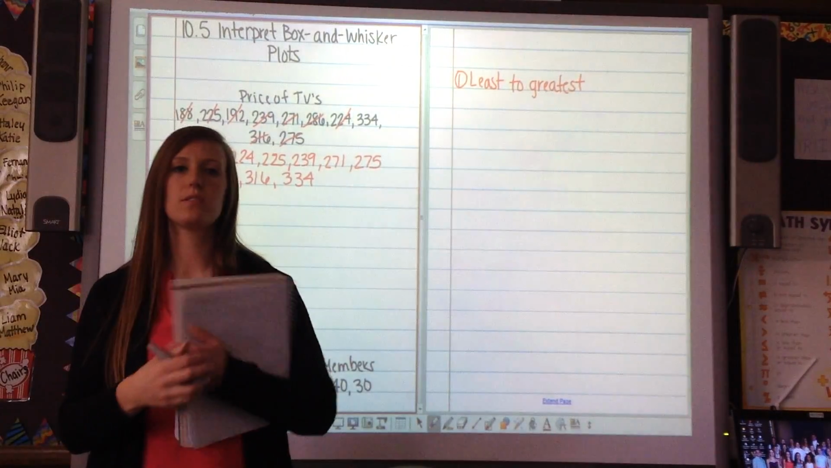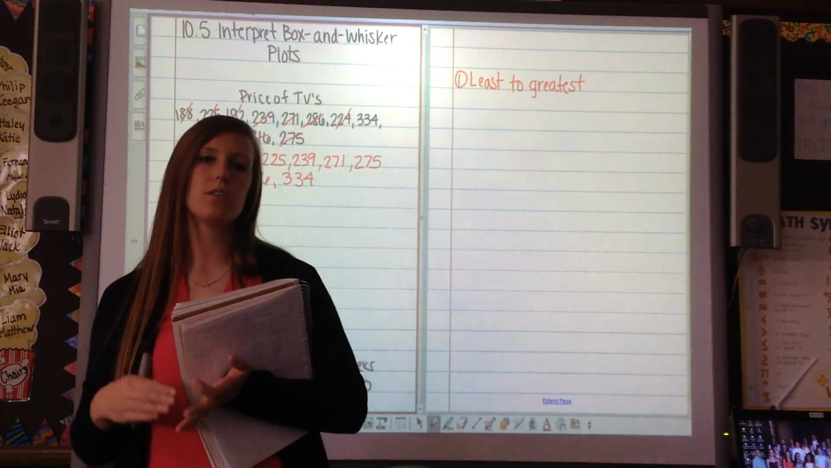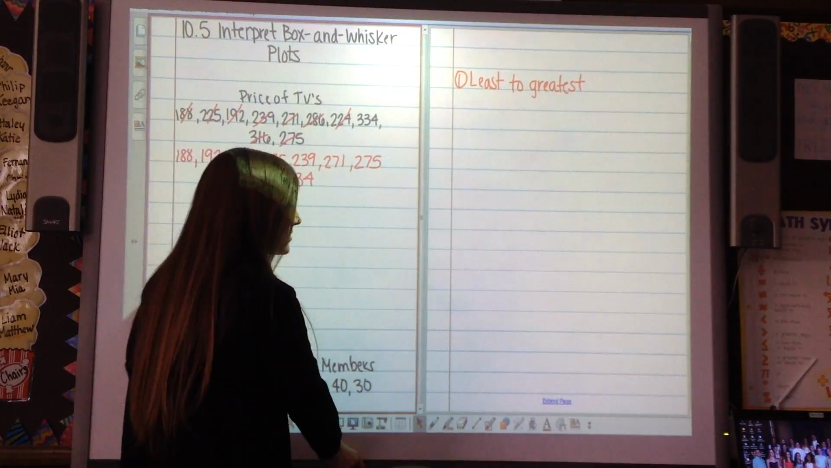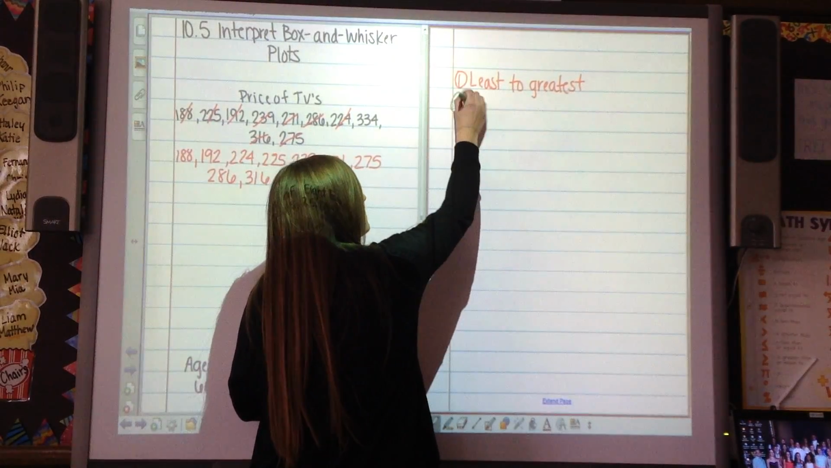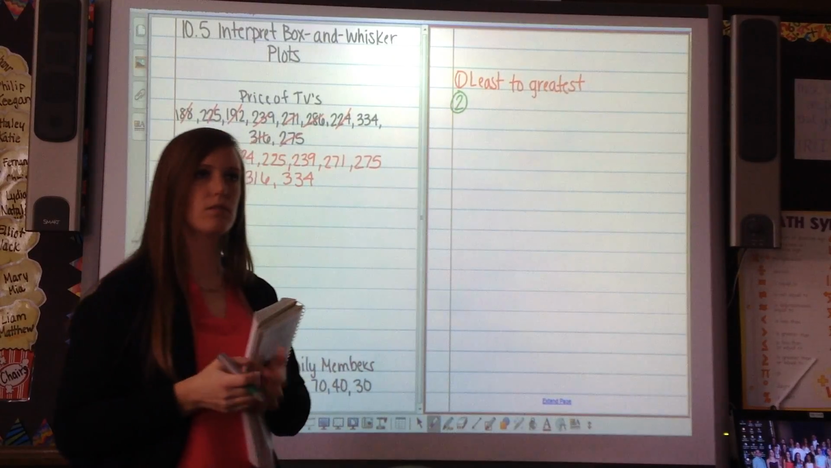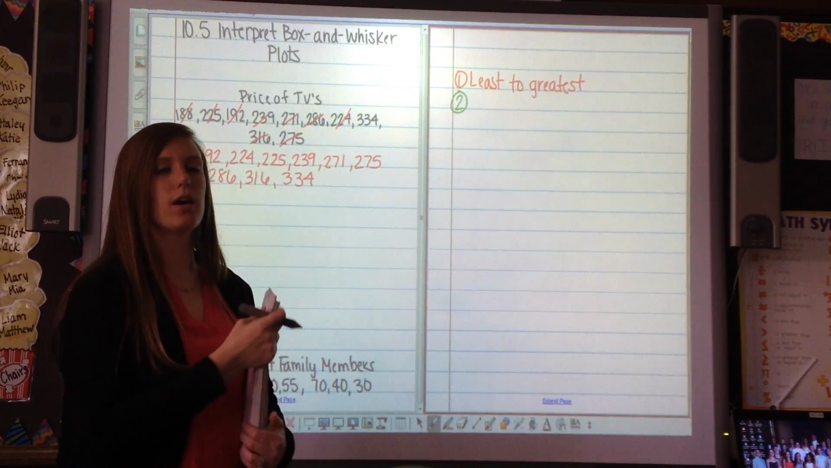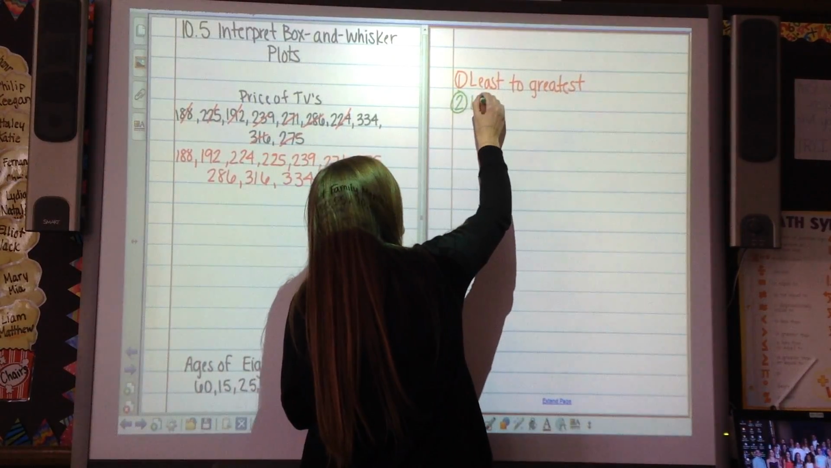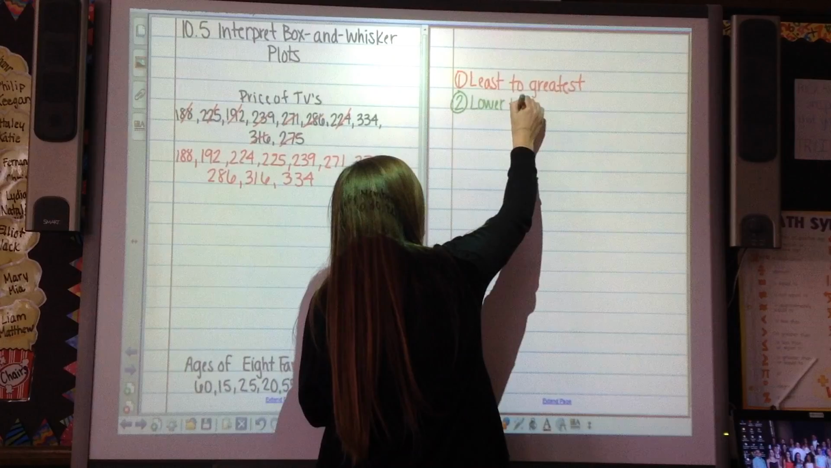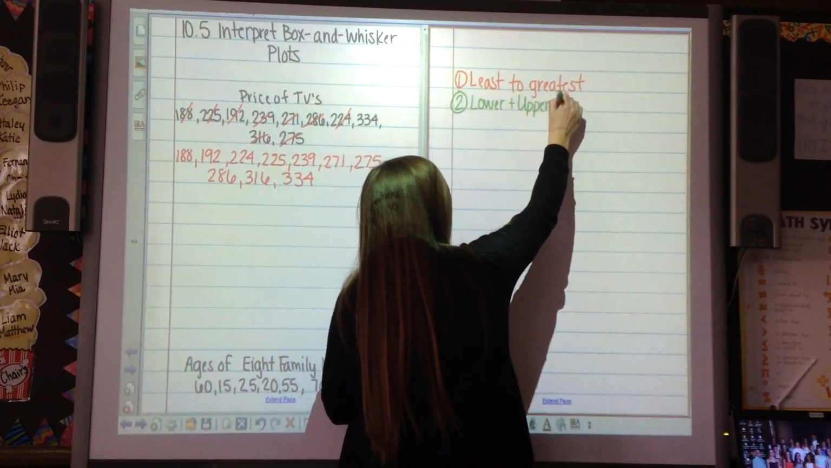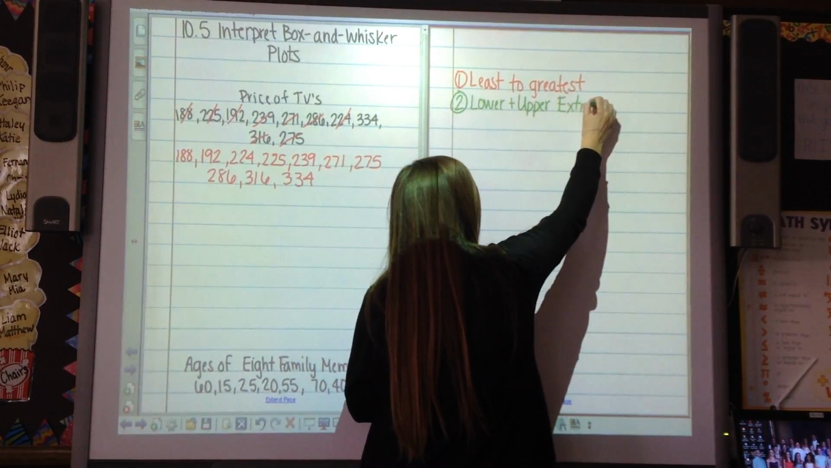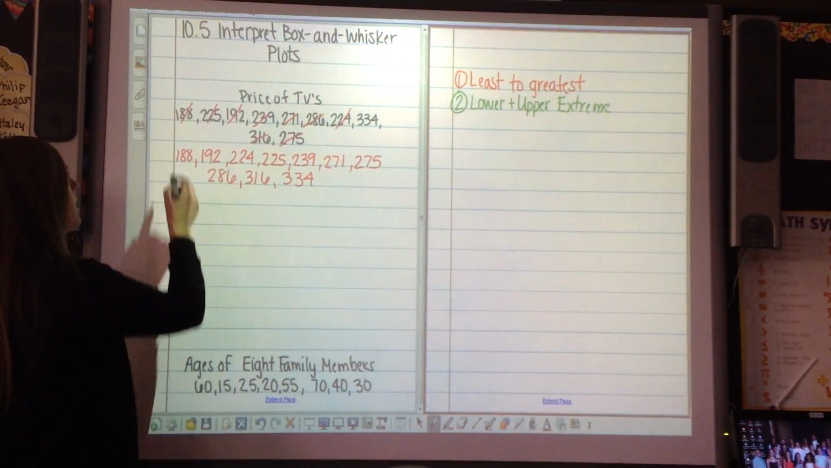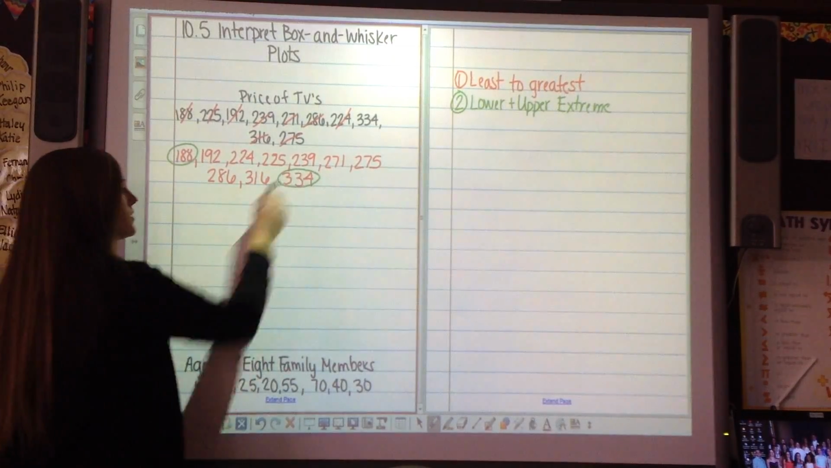After your list is from least to greatest, you can find your least and greatest value, you can find the median, and then the median of the first and third, or first and second half. So the lowest and the greatest values are called the lower and upper extreme. If you have to put a side note, smallest and biggest values, that's fine. I just like to circle them to remember to use them later on.